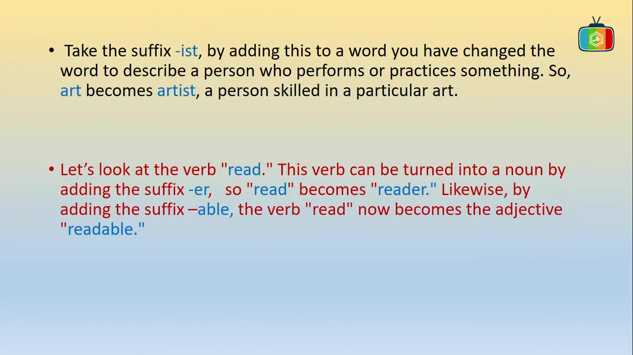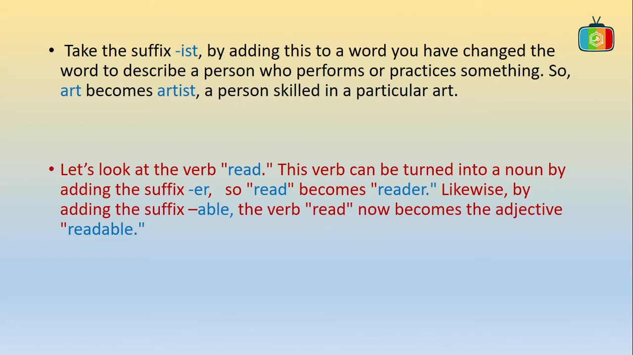Moreover, take the suffix ist. By adding this to a word, you have changed the word to describe a person who performs or practices something. So art becomes artist, which means a person skilled in a particular art.